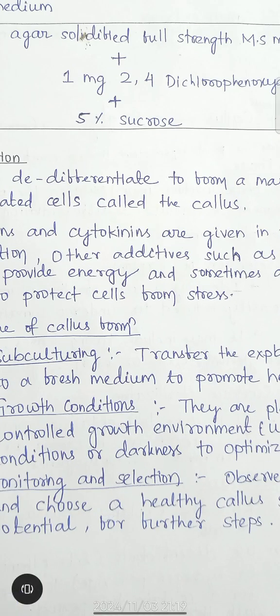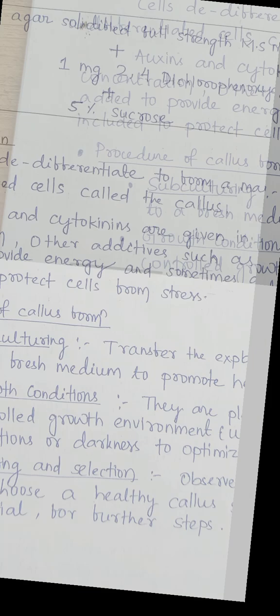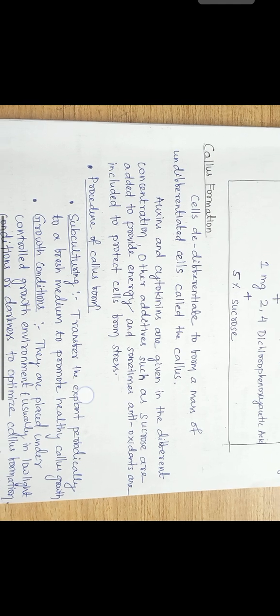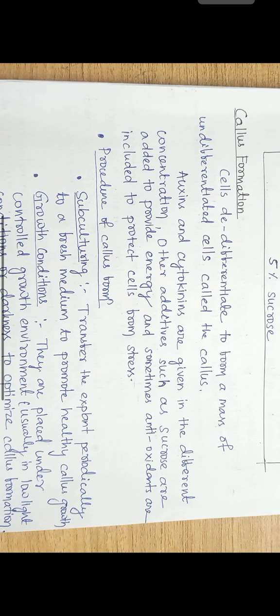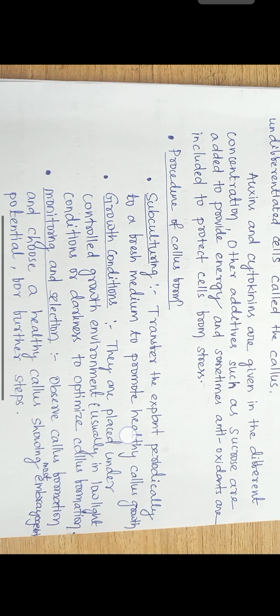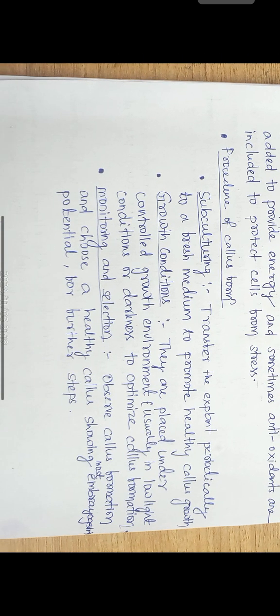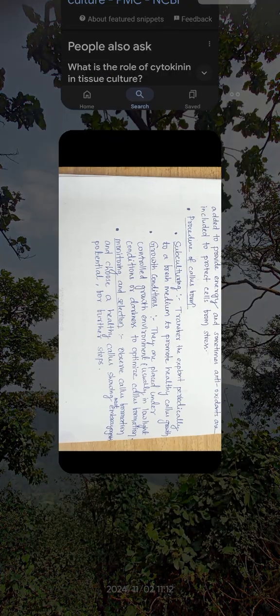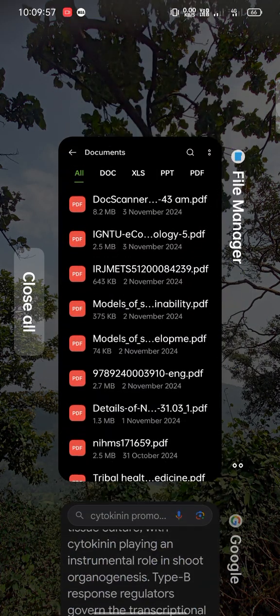So let's see. Auxin and cytokinin are given in different concentrations. Other additives such as sucrose are added to provide energy, and sometimes antioxidants are included to protect cells from stress. Now see, what is the process of callus formation? Procedure of callus formation.